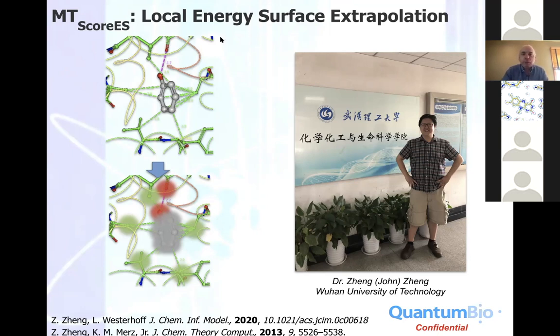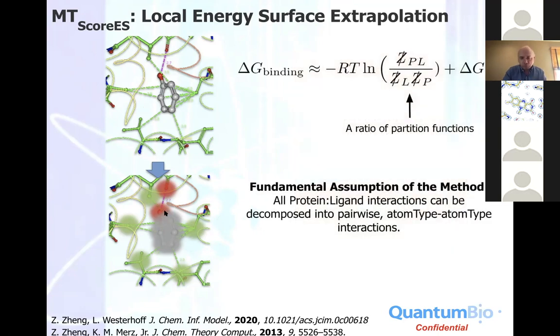What this local energy surface extrapolation does is, instead of doing this again out to however many decimal places, everything is based instead on distances and pair atom distances, where each one of those atom coordinates is actually now smeared. And so instead of setting a set of coordinates out to 3 decimal places or whatever, we'll do everything in distances, and we'll actually sample entire distances. And a fundamental assumption here is that all protein ligand interactions can be decomposed into pairwise atom type interactions. And so every pair potential that we use then is just one atom type to another atom type.